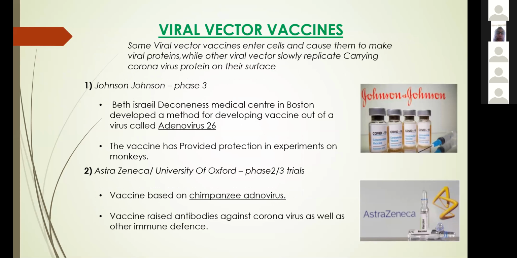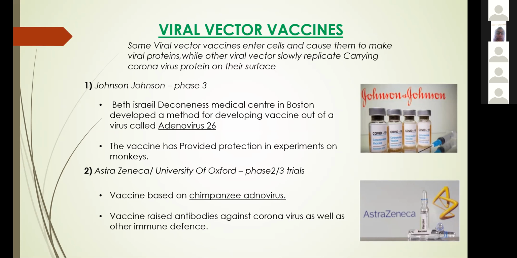Next is about viral vector vaccines. Vector acts to carry virus into humans. Some viral vector vaccines enter cells and cause them to make viral proteins, while other viral vectors slowly replicate, carrying coronavirus protein on their surface. First one is Johnson & Johnson phase 3. Beth Israel Deaconess Medical Center in Boston developed a method for developing vaccine out of a virus called adenovirus 26.